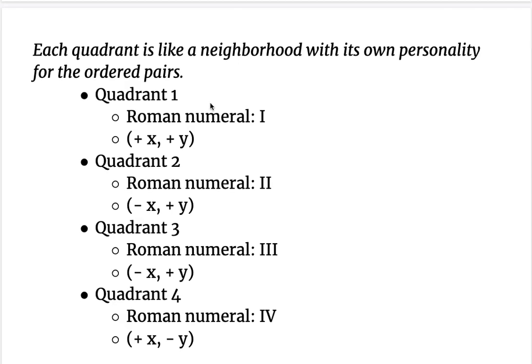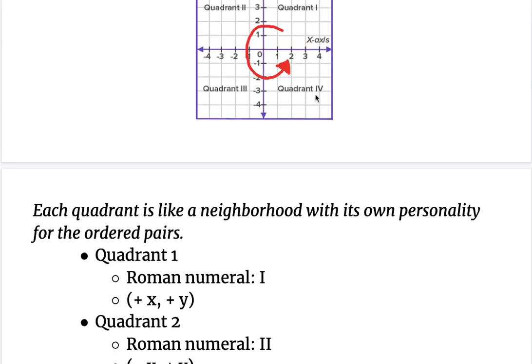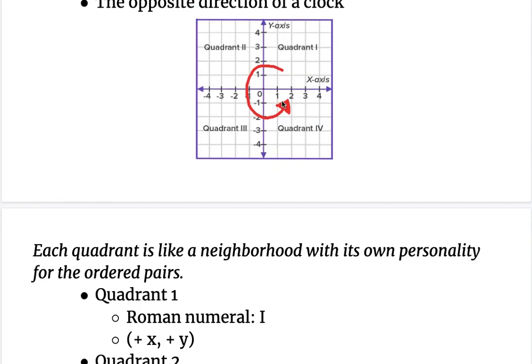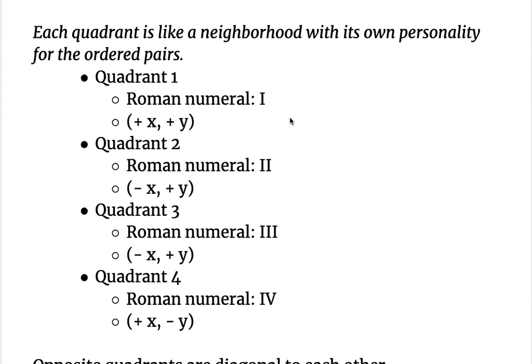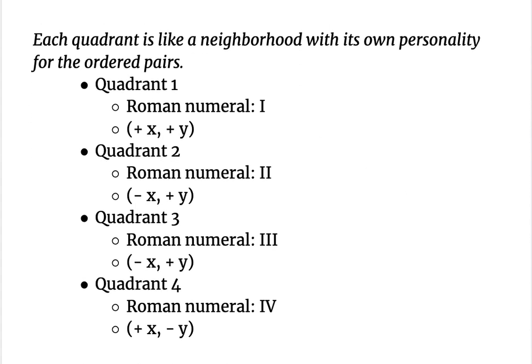Quadrant 4 is the last one. There are positive x's and negative y's. So all the points here have positive x's and negative values for the y's on the y-axis. Okay? So be sure to jot that down.